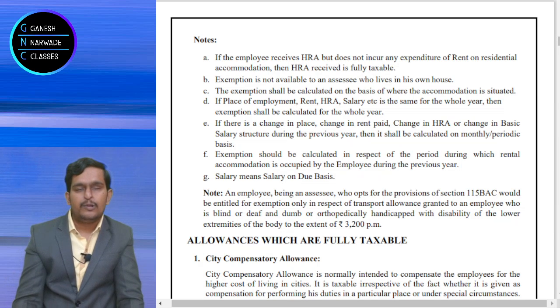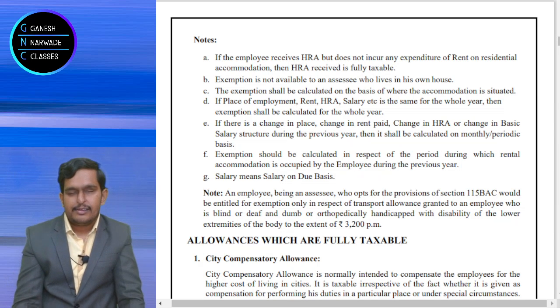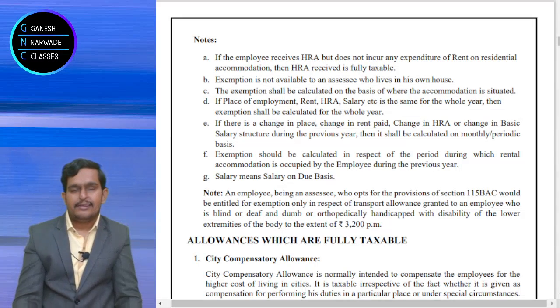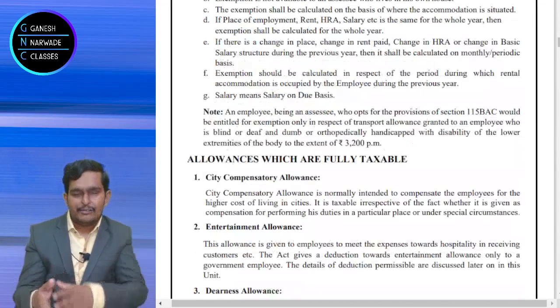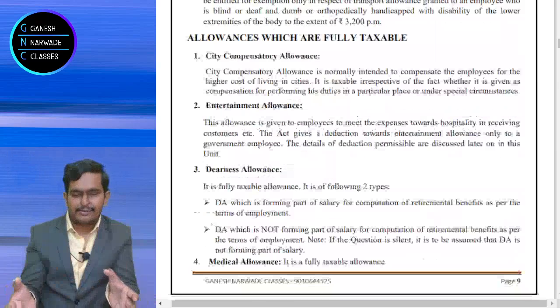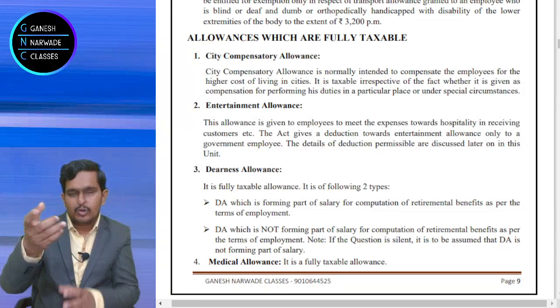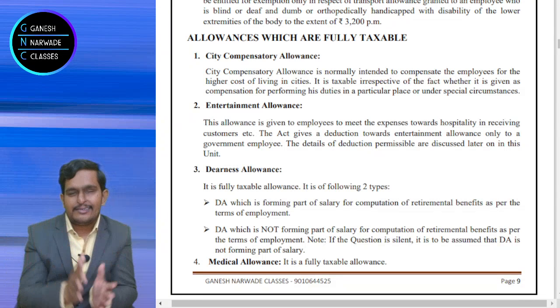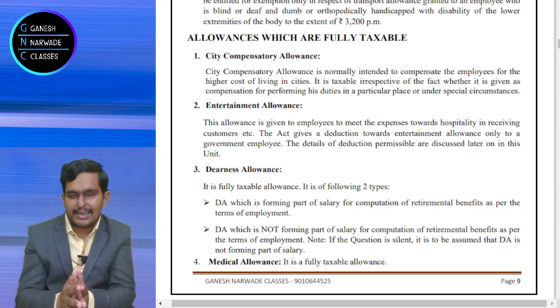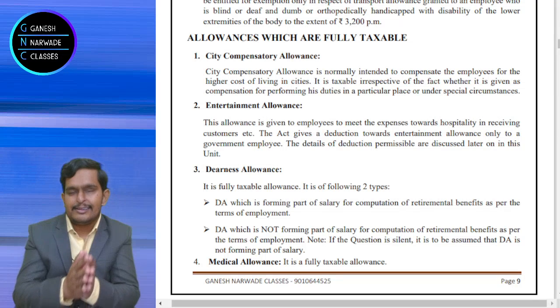Okay. Now fully taxable allowances. City compensatory allowance. Sometimes you change the city, from one place to another place. Suppose you are working in Hyderabad, you shifted to Delhi. So your city changed. When your city changed, employer gives you city compensatory allowance. And this is fully taxable.